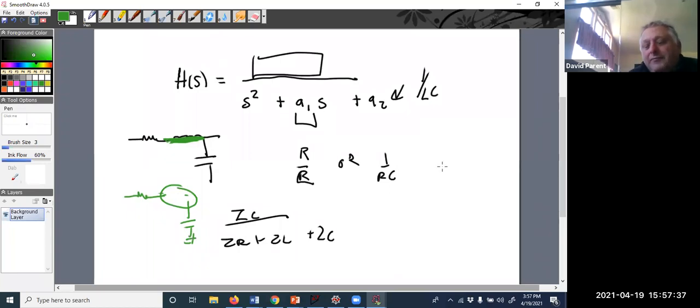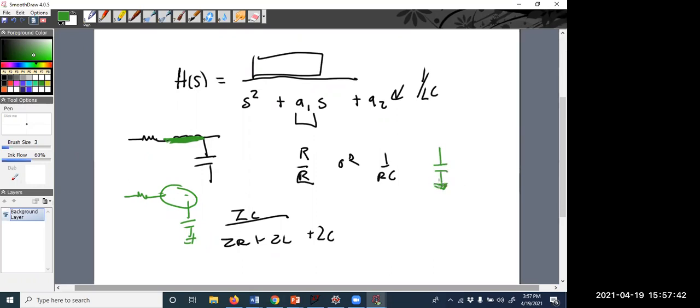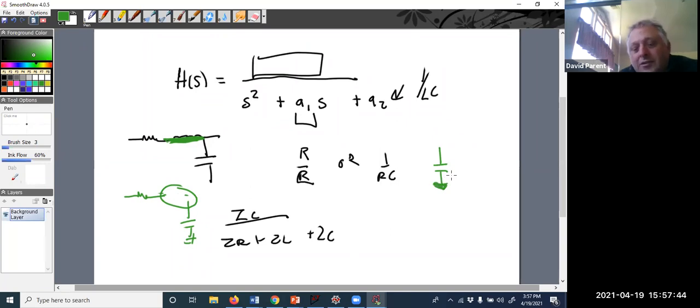And then the fact that the capacitor, one end is always tied to ground, even though it's not shown, right?